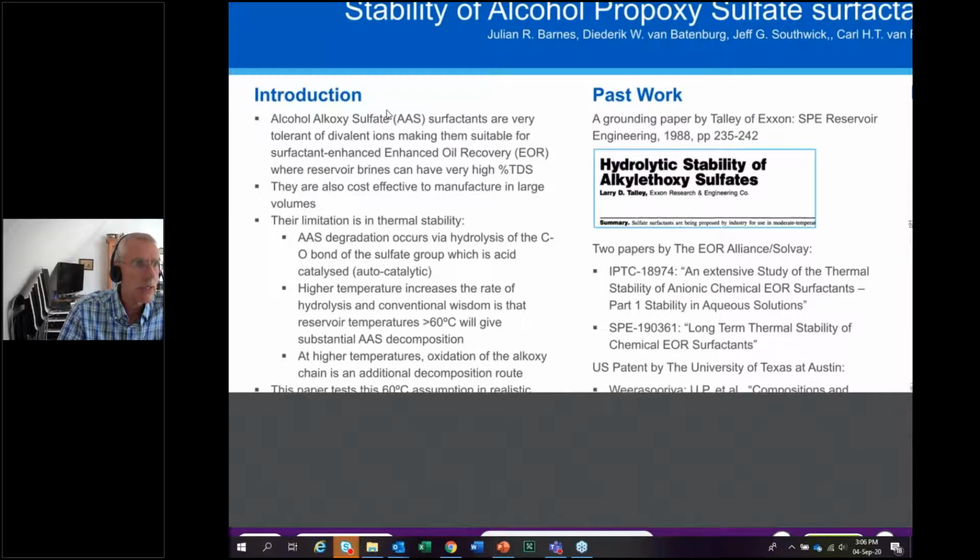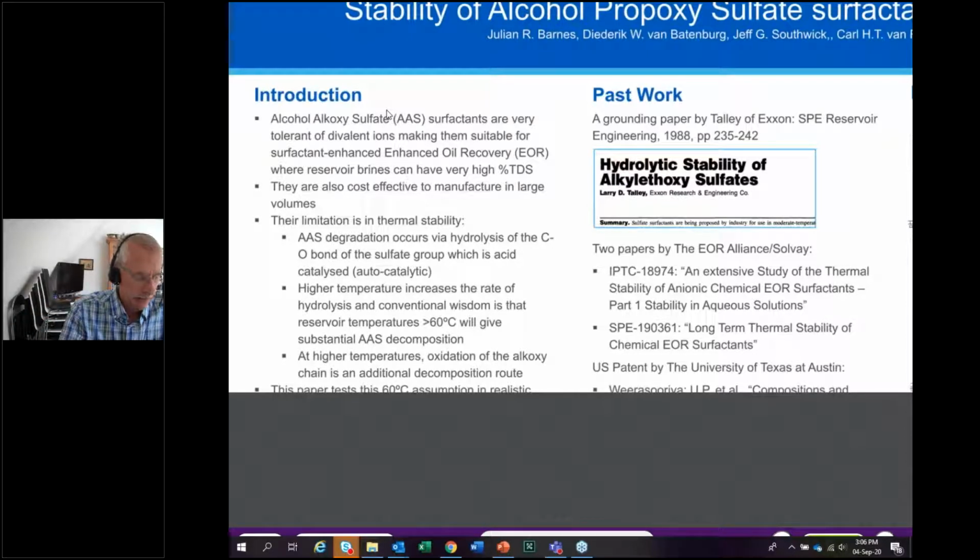Why are alcohol propoxy sulfate surfactants important? Well, they have three basic points. Firstly, they give you an ultra-low interfacial tension between the oil and the water, which is essential for an enhanced oil recovery surfactant. You need that ultra-low interfacial tension and get what's termed a microemulsion, which is an indication that you're getting it. And that gives you high oil recovery.